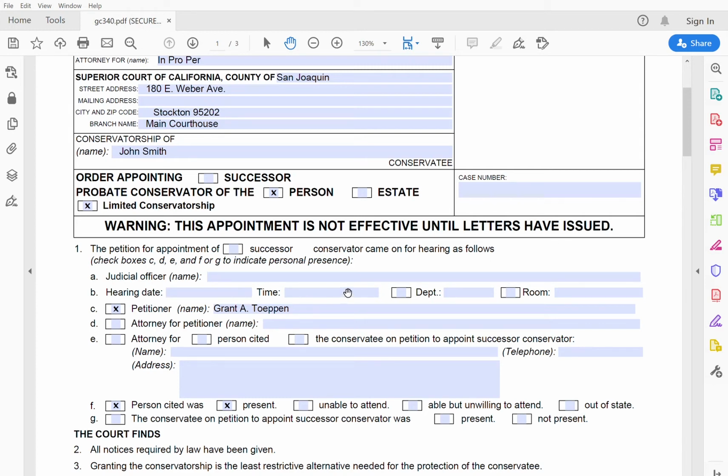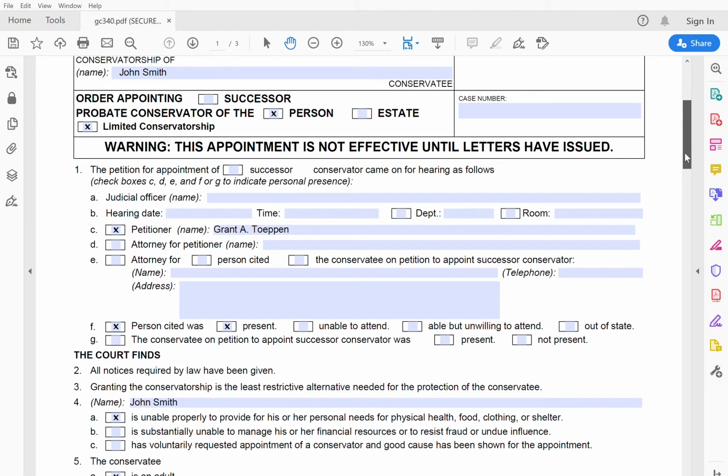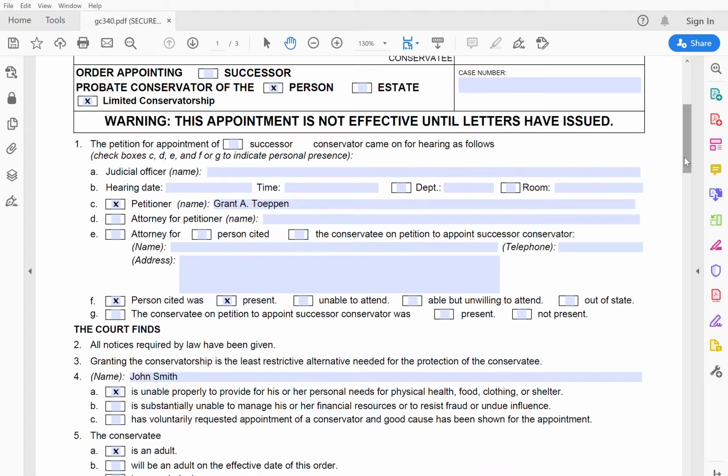Hearing date and time, I don't know that when I'm filing the petition, and even then it might be continued from the original date. I leave these blank. Petitioner, Grant A. Toeppen. I am the one asking the court for the conservatorship in this example. If there was an attorney for the petitioner, that would be here. If there is an attorney for the person cited, that would be here. I typically don't know who that is at the onset. In San Joaquin, it usually is the public defender's office with John Lauper, but you never know. So I leave it blank.